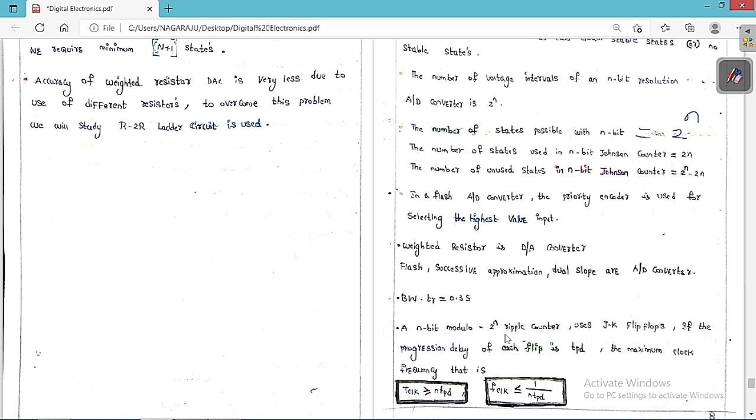So for an n-bit modulo 2 to the power of n ripple counter using JK flip-flops, if the propagation delay of each flip-flop is TPD, then T clock is always greater than or equal to n into TPD. So F clock is always less than or equal to 1 by n TPD. Because F clock is equal to 1 by T clock, the maximum clock frequency is equal to 1 by n into TPD.